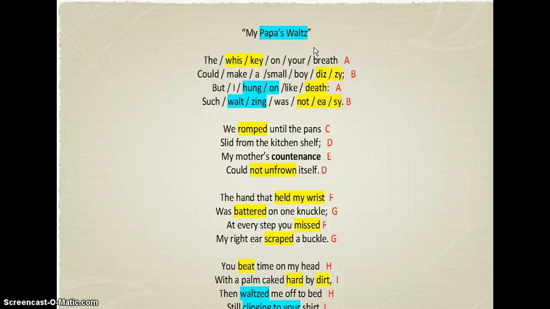So again, even with the negative connotative words, he adds clues that will help us to understand that this is not about abuse. It's about something much more complex than just abuse. This is more about a relationship between a father and son. And again, that adds more emphasis on the mother's countenance. Again, because it's called My Papa's Waltz.